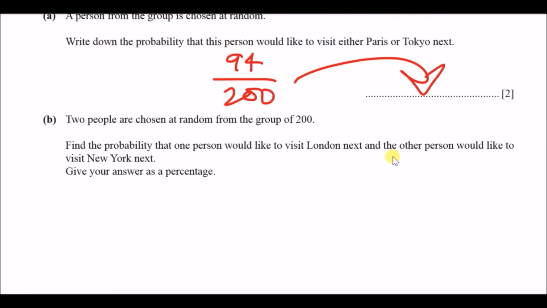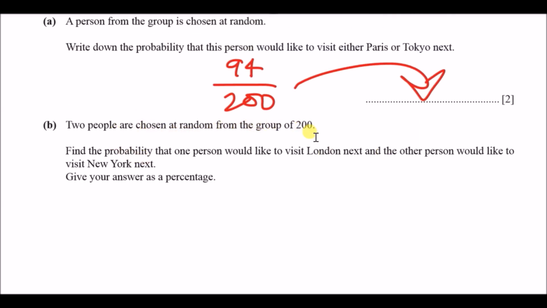Now B. 2 people are chosen at random from the group of 200. Find the probability that one person would like to visit London and the other would like to visit New York. Okay, so this is important. London and New York. Give your answer as a percentage.